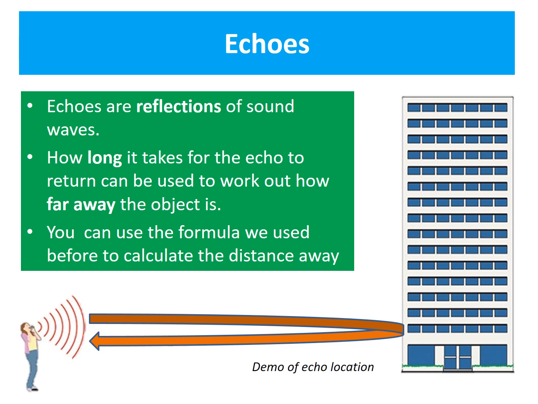So we can use echoes to work out how far an object is away. We can time how long it takes for our echo to come back and reach us in order to work out the distance the object is away from us. And we can use the formula we used last week to calculate the distance: distance equals speed multiplied by time. At the end of this video, you can watch us actually use an echo.